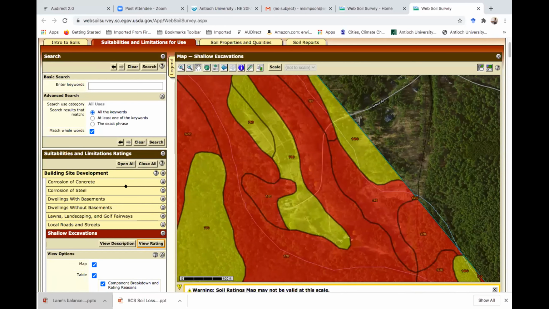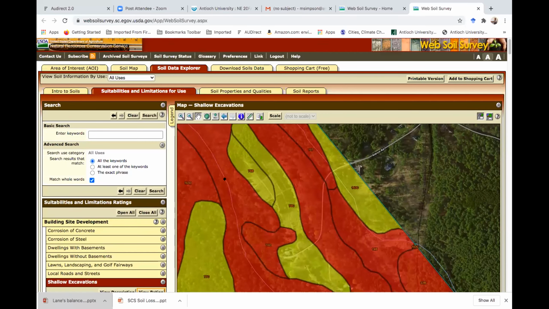Okay, so that's just a real quick and dirty of the soil mapper. You're going to need to play with it. You do have an assignment that's going to ask you to find certain things and upload the maps as well as the tables into a Word document. Okay, I just want you to get comfortable with that. Any questions?